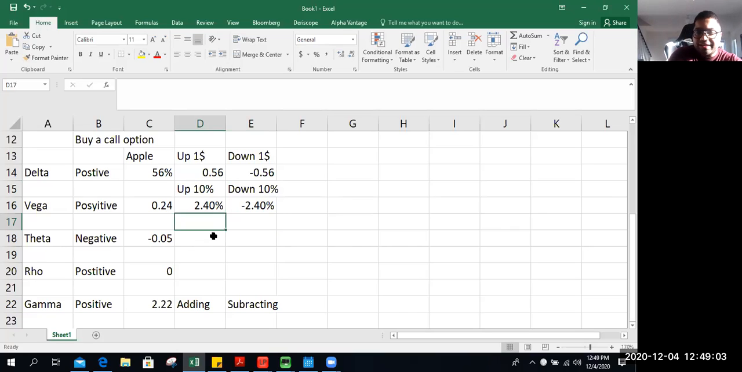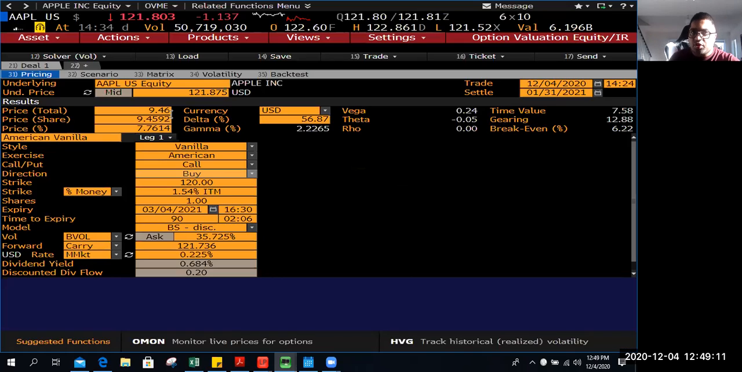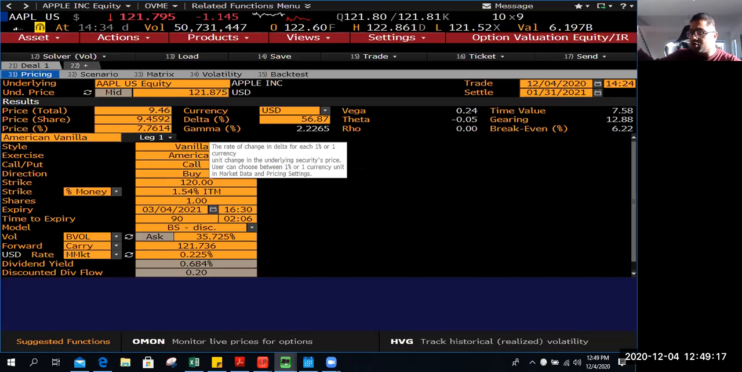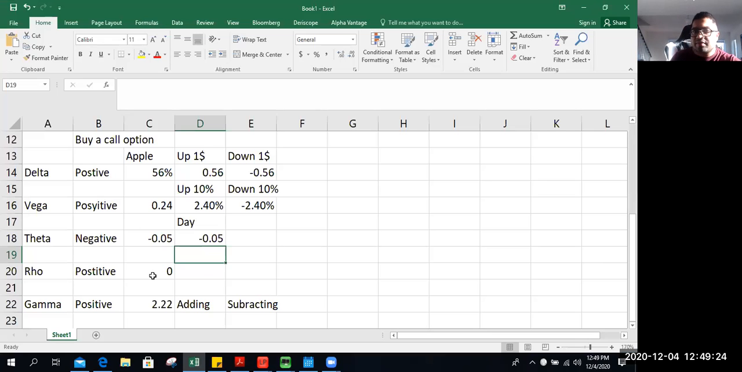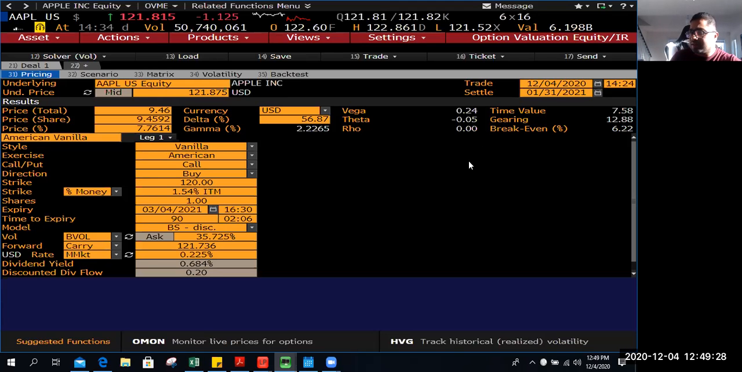Theta means each day that it passes, your option will be going down by 0.05. So the option price is 9.46 right now. So each day that you do not execute, you stay in the position, each day you're going to lose out $0.05. Okay. Theta is negative. Rho is almost zero, but positive. So if interest rates change, this option doesn't change much.